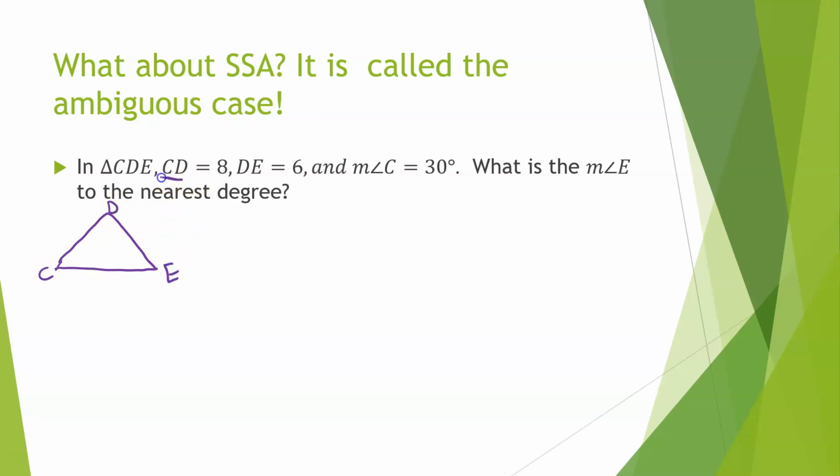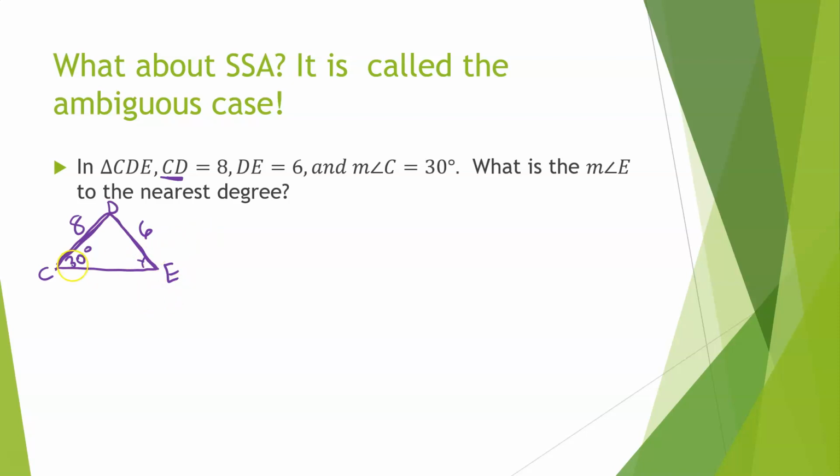They tell me length, so CD, remember that would be the side length CD, is 8. From D to E, that's 6, and the measure of angle C is 30 degrees. Okay, so it asks me what's the measure of angle E to the nearest degree. So far, not too bad.